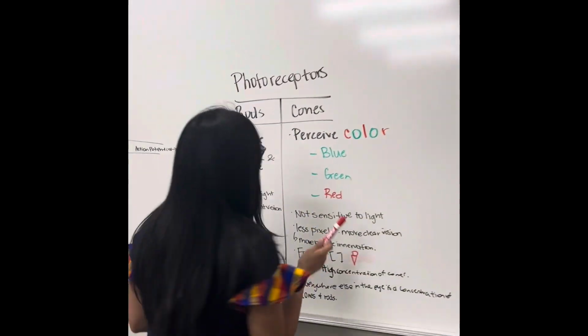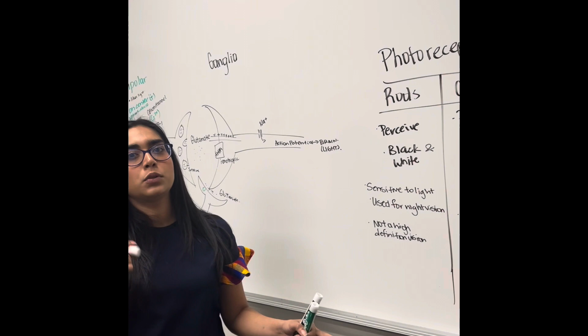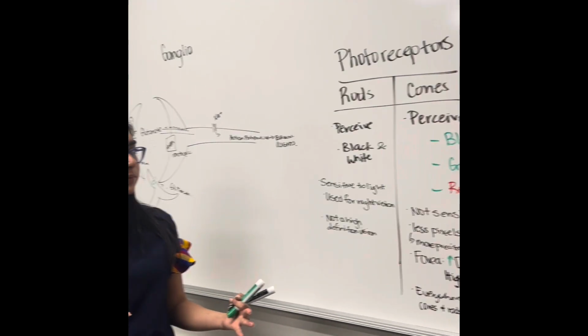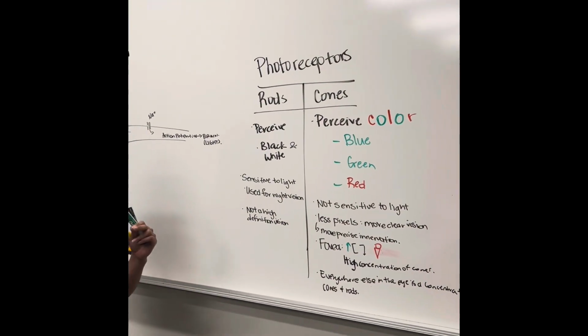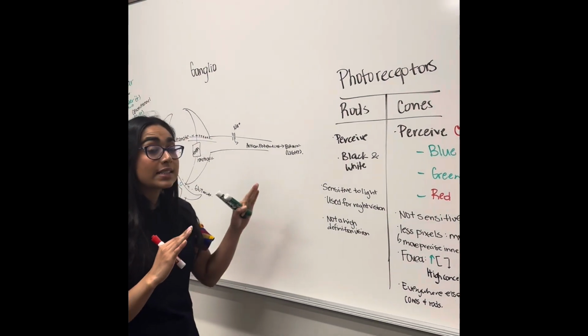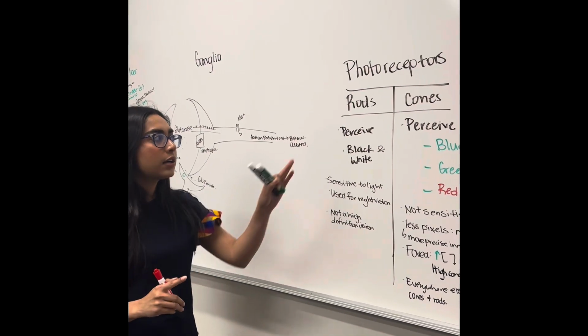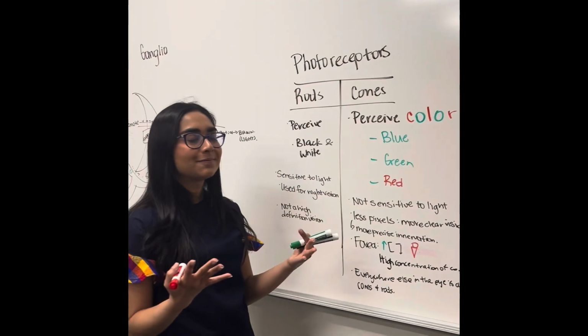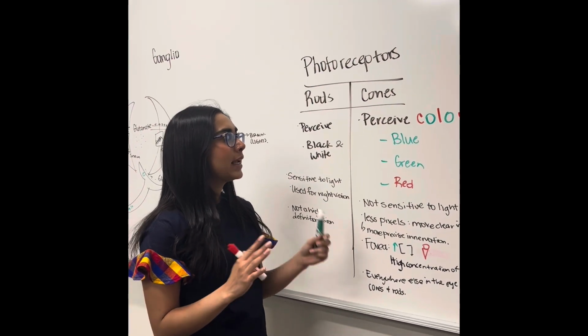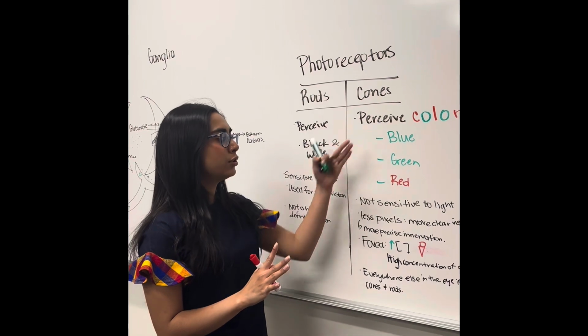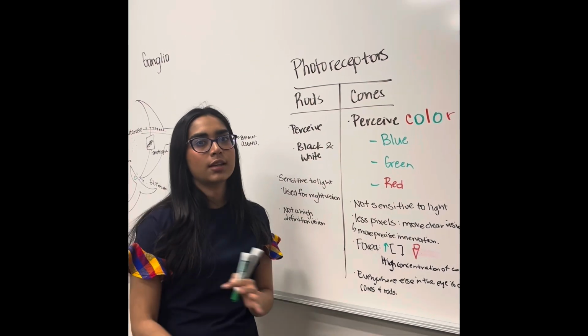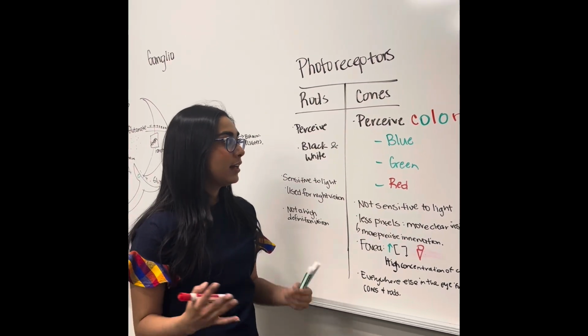Let's talk about some photoreceptors. So we have two different types. We have rods and cones. So our rods perceive white and black vision. They help us a lot at night. They're very sensitive to light, but they're not very high definition. Our cones perceive color. And our main cone colors are blue, green, and red. Everything else is just a combination of those three colors.